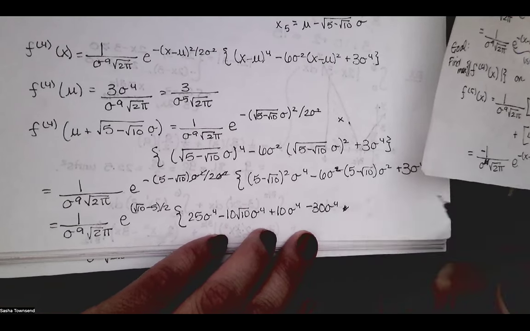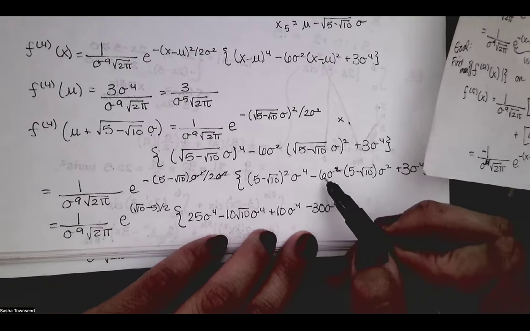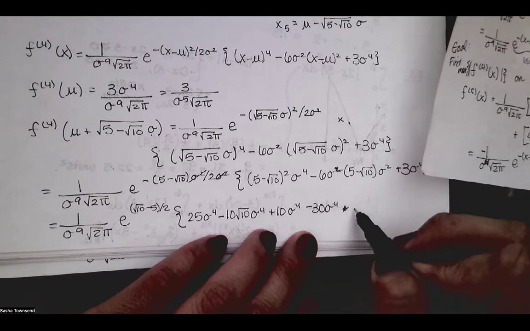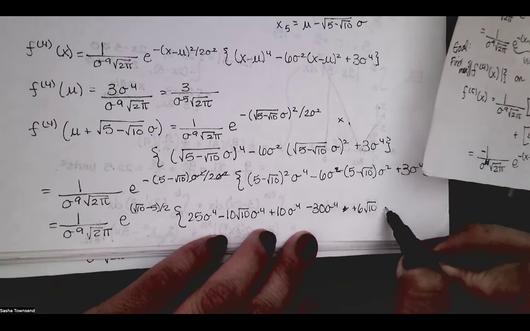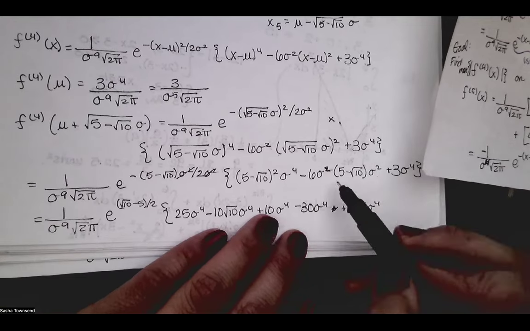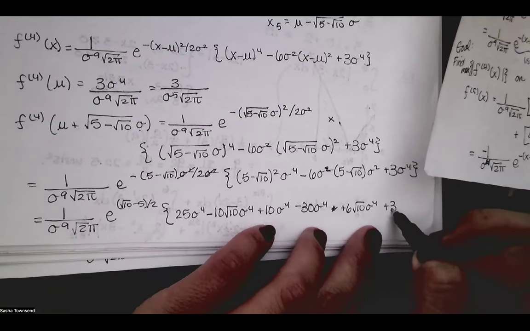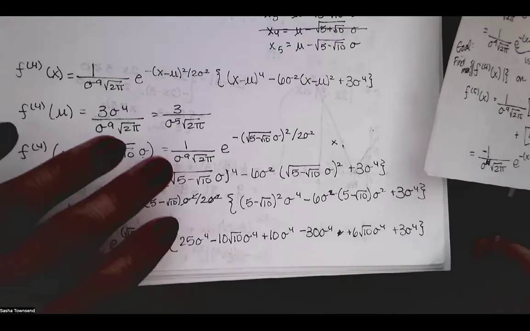plus, actually minus, no wait, that's a minus and that's a minus. It's going to be a plus. Plus 6 square roots of 10 sigma to the 4th. And we're done with that term. And then we've got 3 sigma to the 4th. This is very tedious.